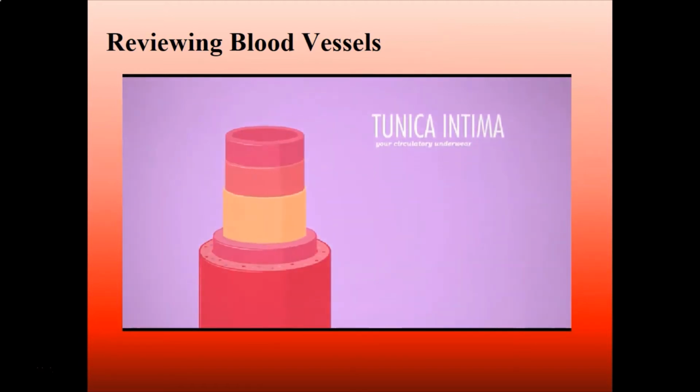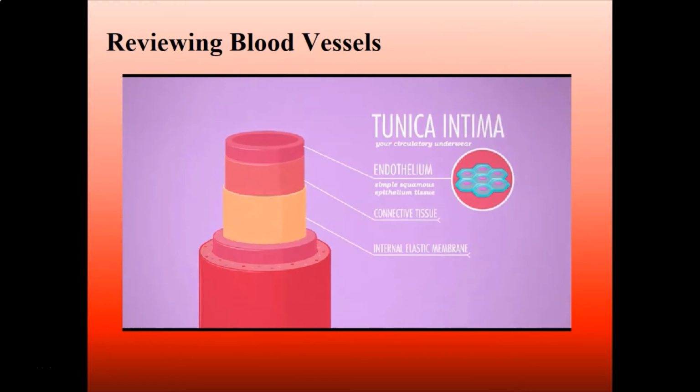The cool thing about this layer is that it contains the endothelium, which you may remember is made up of simple squamous epithelium tissue and is continuous with the lining of the heart. These cells form a slick surface that helps the blood move without friction.